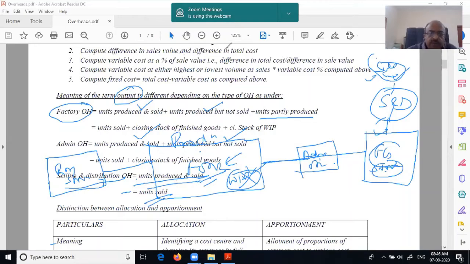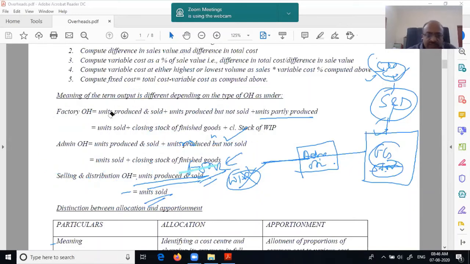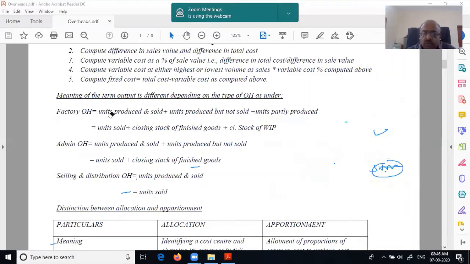Mind you, this is very important somewhere and it may be required. If you are not clear about which quantity to take, suppose you want to find out the rate of overhead somewhere, with what will you divide? Which quantity to divide? This is the clue.